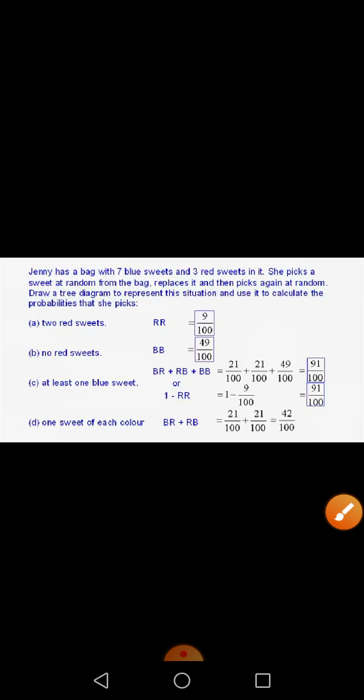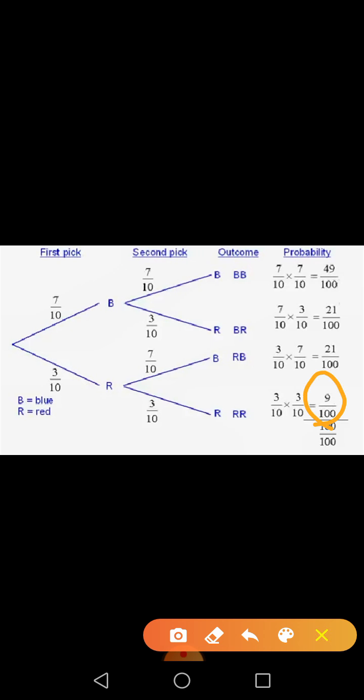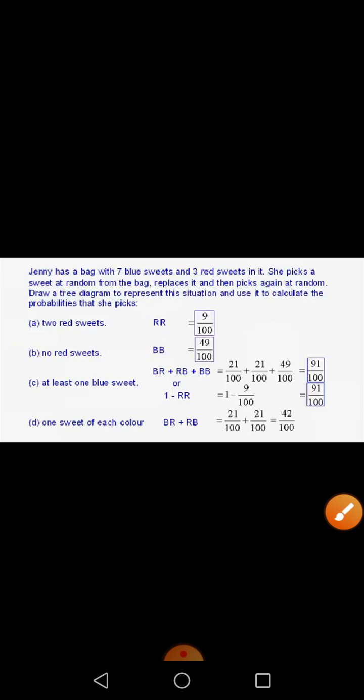Coming to the first question here. He asks what is the probability of taking 2 red sweets. 2 red sweets is here, right? 2 red sweets, so it will be 9 over 100. Let's see the answer: 9 over 100.